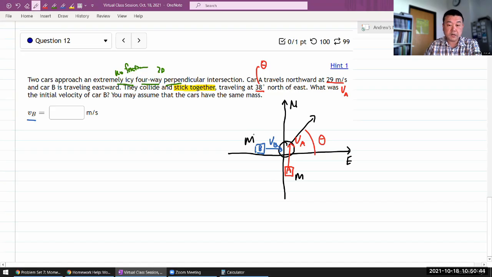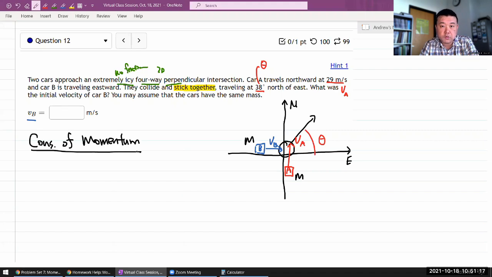Okay, so it's a collision, and because all the bodies that are interacting are part of our system, all the significant forces are internal forces. We can say in this collision, momentum is conserved. So we'll be using conservation of momentum.